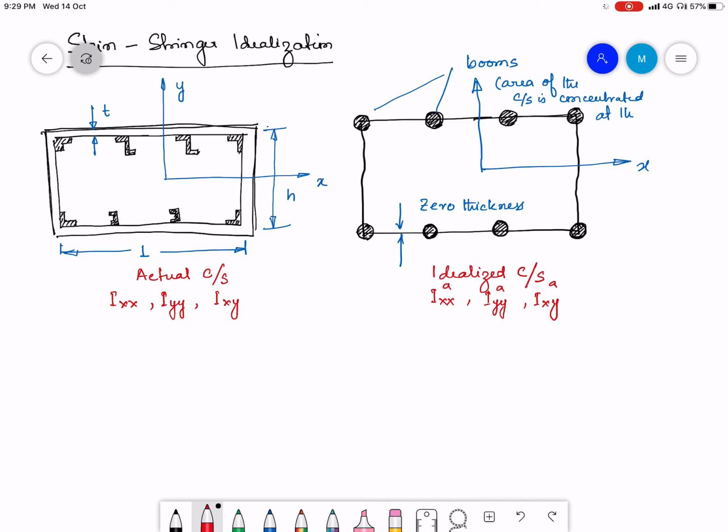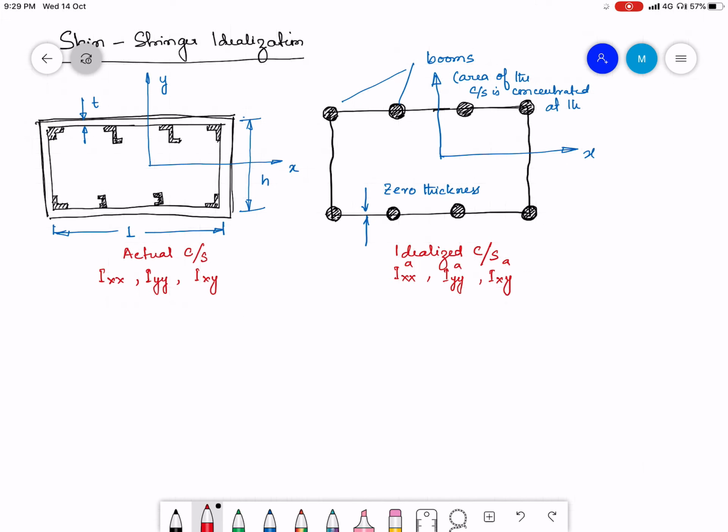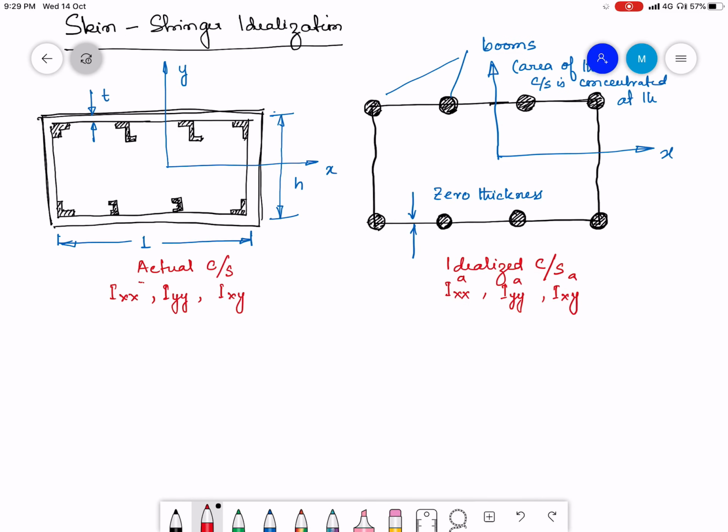So this is a continuation of the earlier lecture on skin-stringer idealization. On the left-hand side we have the actual cross section, which is a box of dimension H and L. The stringers are placed at different locations on the box. So stringers or spars, I mean the longitudinal members.